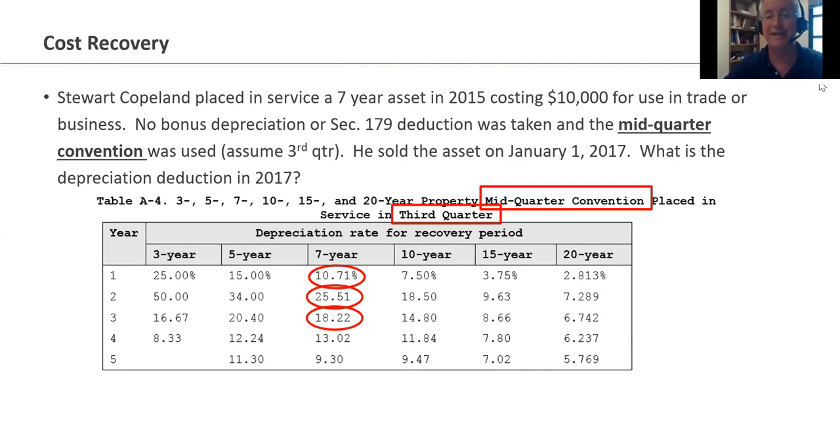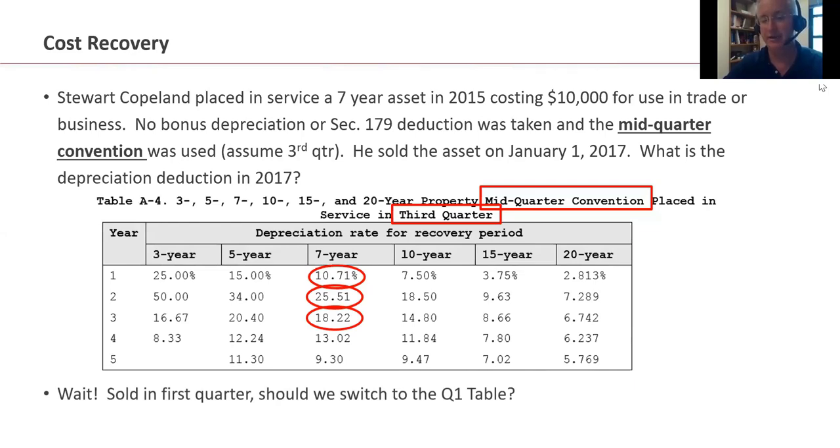So we would say, when did he sell that asset? Well, he sold it in January, which is in the first quarter. So should we switch to the Q1 table? And the answer is unequivocally no. When we start in a column, we stay in a column, period.